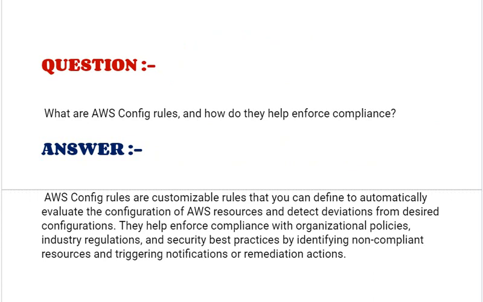Our interview question based on SysOps Administrator Associate is: what are AWS Config rules and how do they help enforce compliance? Your answer should be: AWS Config rules are customizable rules that you can define to automatically evaluate the configuration of AWS resources and detect deviations from desired configurations. They help enforce compliance with organizational policies, industry regulations, and security best practices by identifying non-compliant resources and triggering notifications or remediation actions.